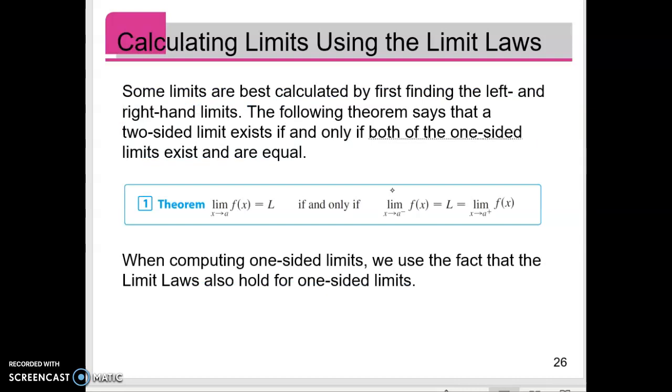Some limits are best calculated by first finding the left and the right. The following theorem says that a two-sided limit exists if and only if both one-sided limits exist and are equal. I think we talked a bit about this already. The left-handed limit has to equal the right-handed limit in order for the actual limit to exist. So in other words, we can use right-handed and left-handed limits to define the existence of a limit.